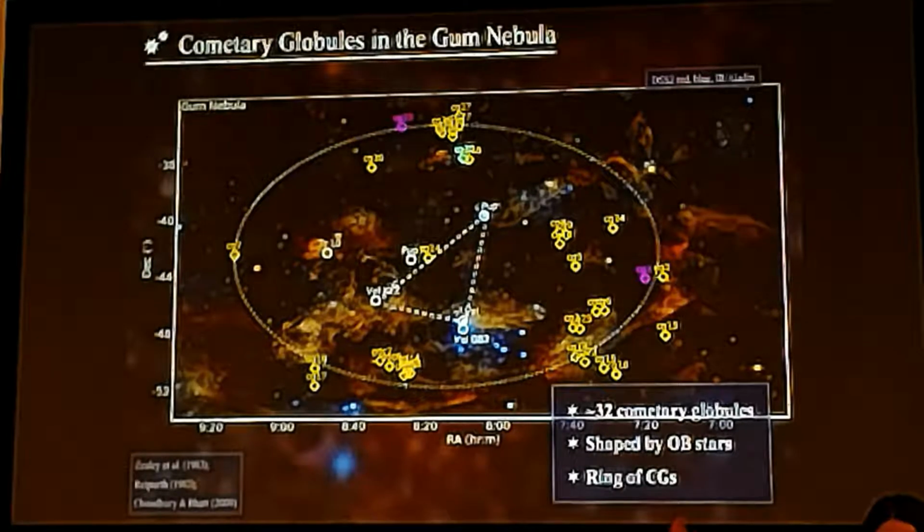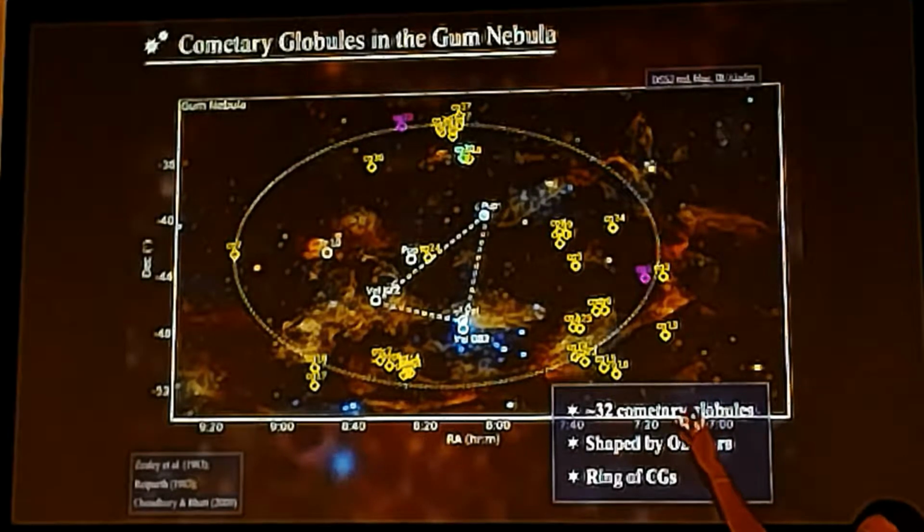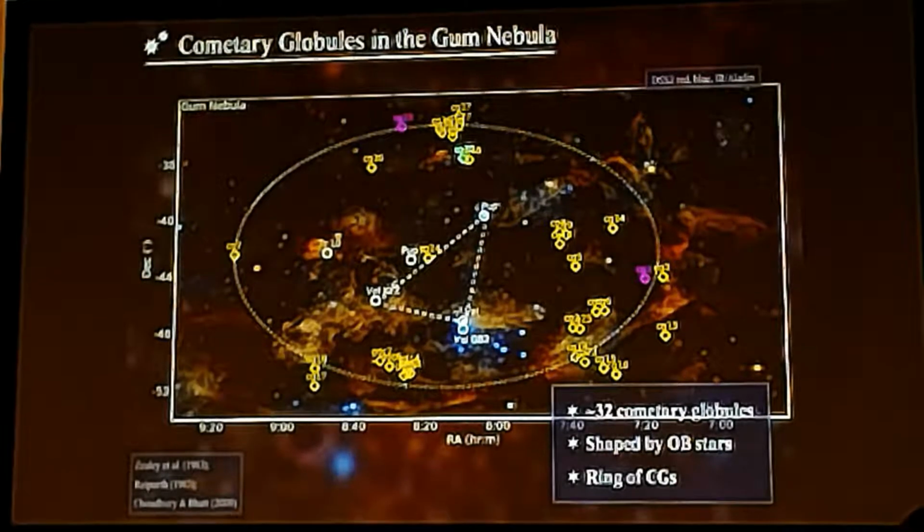Besides just ionizing the gas here and making an H2 region, it's also formed this ring of cometary globules, all marked by these little diamonds, labeled with the little numbers. The Gum Nebula is home to at least 32 cometary globules. There are a few in other places. You'll see some in Scorpius too, Upper Scorpius. But there are a bunch of them here. So this is a really, really good place to just study a whole bunch of possible triggered star formation events. And yeah, that's what we're doing.